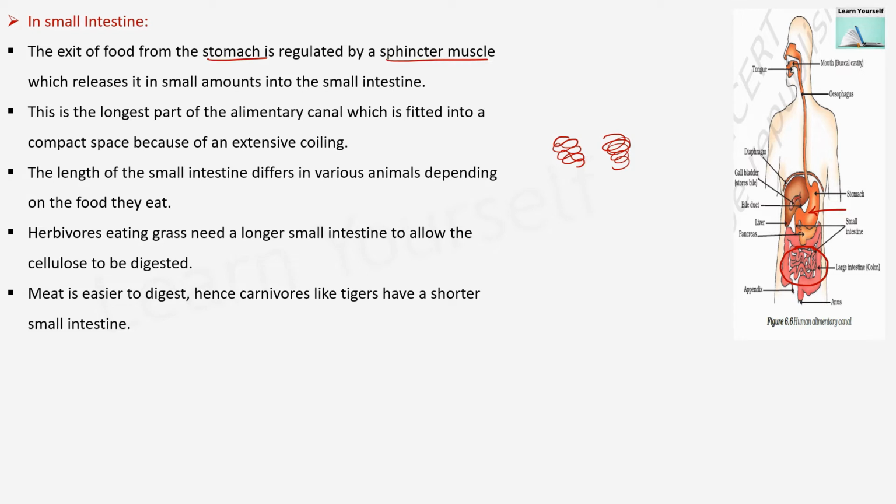The whole lump of food which has been partly digested in the stomach will not go to the small intestine at once. It will be released to the small intestine in small parts, in small amounts. This is done by the sphincter muscle. This is the function of the sphincter muscle, that it will send the food in small amounts. This is the longest part of the alimentary canal, which is fitted into a compact space because of extensive coiling.